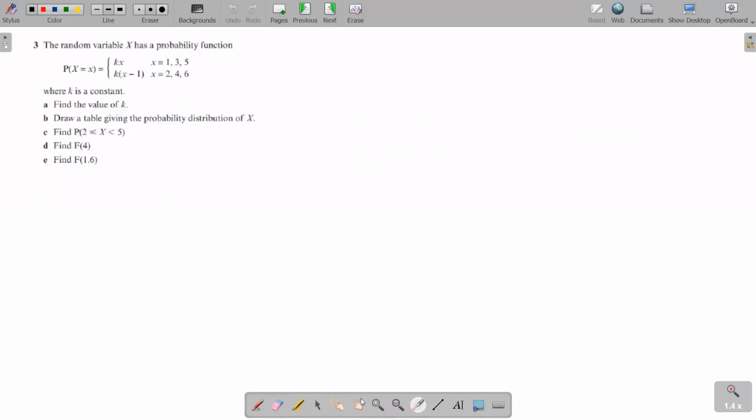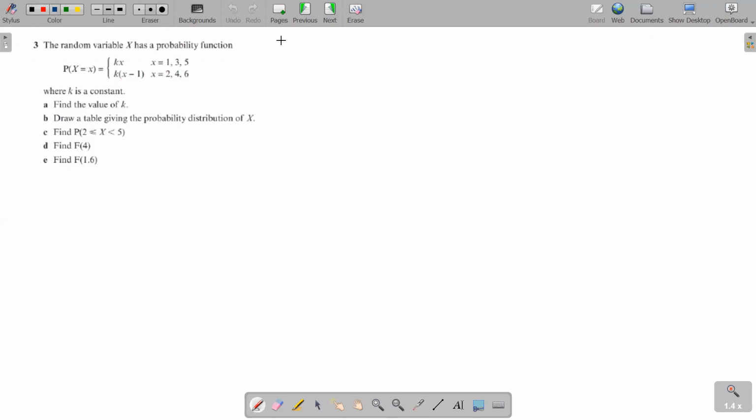Okay, so next I'll move on to question number 3. The random variable capital X has a probability function. The probability is kx for x values 1, 3, and 5, and k times x minus 1 for x values 2, 4, 6, where k is a constant. Find the value of k. So let's do that quickly.